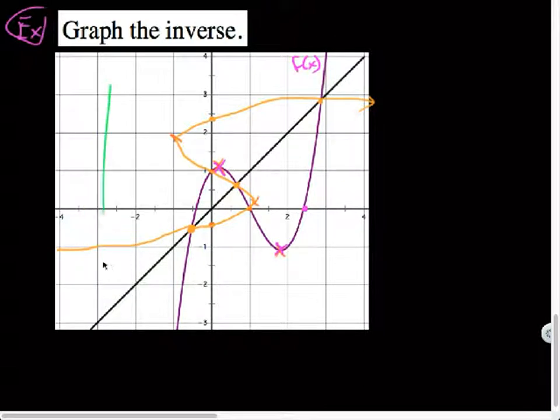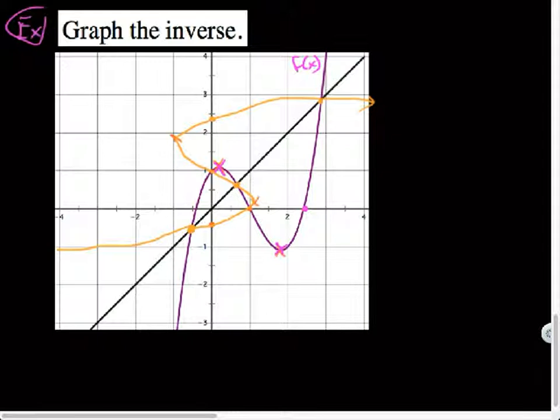Here a vertical line would only hit 1 point. Here a vertical line would only hit 1 point. Here a vertical line could actually hit 2 points and it fails the vertical line test. There's multiple outputs. Here's 3 outputs, all for 1 input. So the orange is a relation, not a function, although it is still the inverse of the purple one, which was a function. So it's kind of weird.